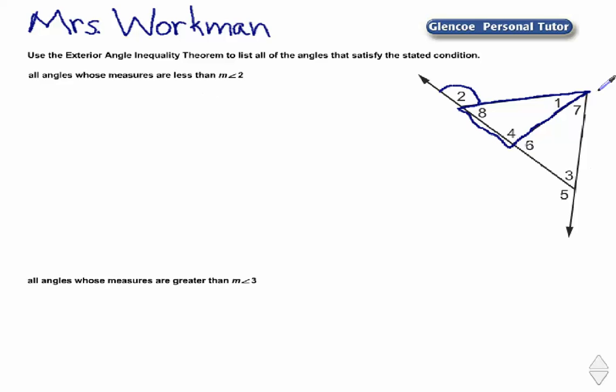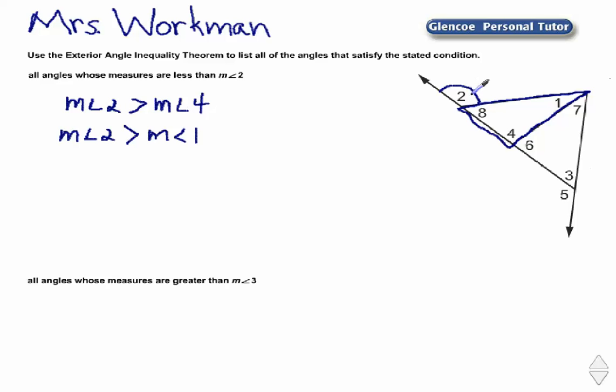And by the exterior angle inequality theorem, I know that the measure of angle 2 is greater than the measure of angle 4. That's one of its remote interior angles. I also know from this theorem that the measure of angle 2 is greater than the measure of angle 1, because in this triangle, angle 1 is also a remote interior for angle 2.